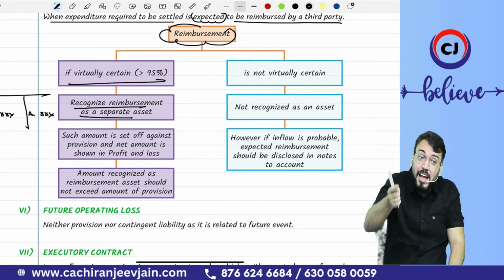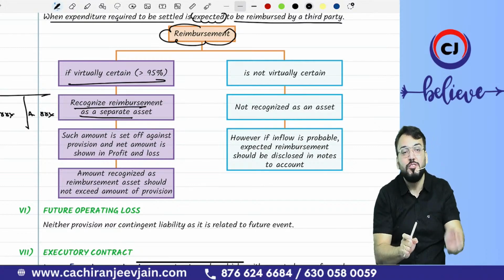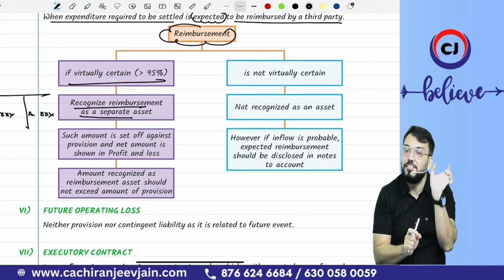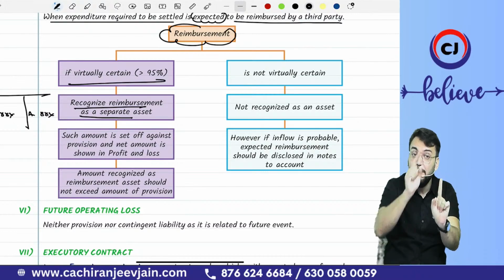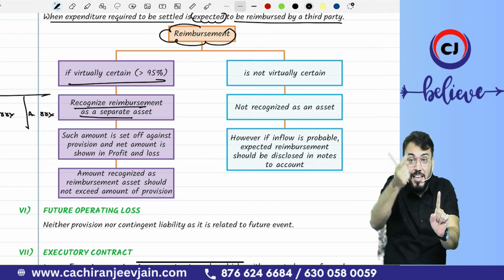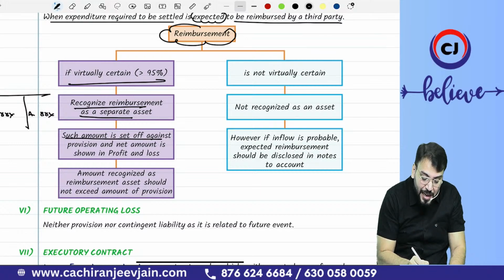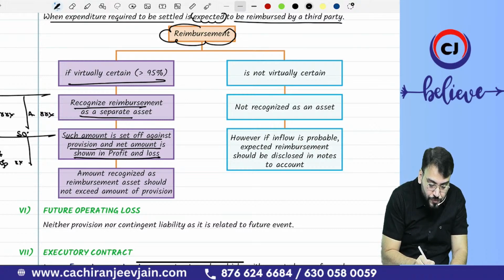However, in the SOPL, the net amount will be recognized as an expense. Net amount means provision less reimbursement asset. So in the SOPL, the net amount will be recognized as an expense. Understood? In the balance sheet, separate; in the SOPL, net amount. So such amount is set off against provision and the net amount is shown in the profit and loss account. In the SOPL, net expense will be shown.